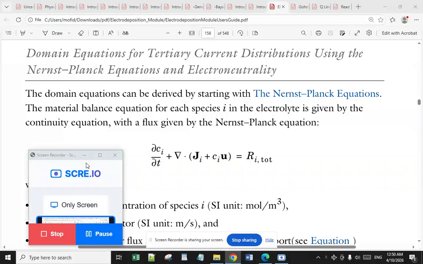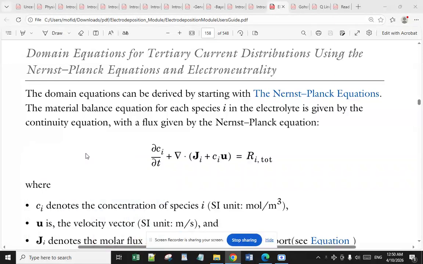In the name of Almighty God, I am Mahsa Sankosha, and today I want to talk about domain equations for tertiary current distributions using the Nernst-Planck equations and electroneutrality. The domain equations can be derived by starting with the Nernst-Planck equations.